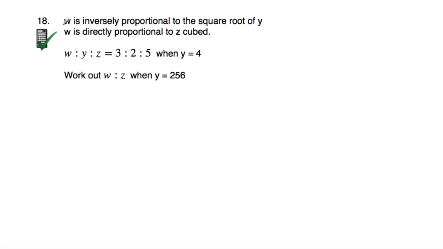So question number 18, we've been given two relationships. We're told that w is inversely proportional to the square root of y, like so. And then I'm just going to change color of ink here to blue. We're also told that w is directly proportional to z cubed. So we've got our two relationships. I'm going to get rid of the proportionality symbols in each of them and put in the constant of proportionality. So here we'd have w is equal to k over the square root of y. And here we'd have w is equal to k times z cubed.